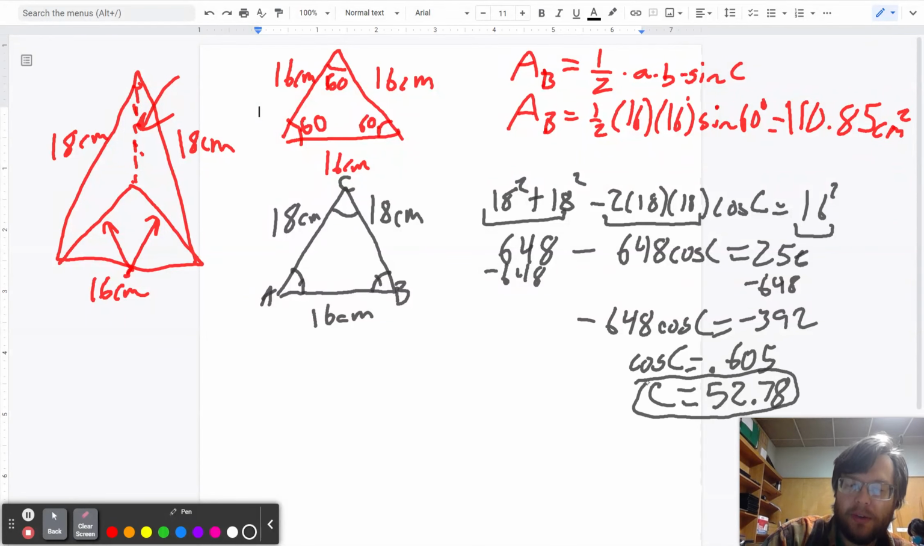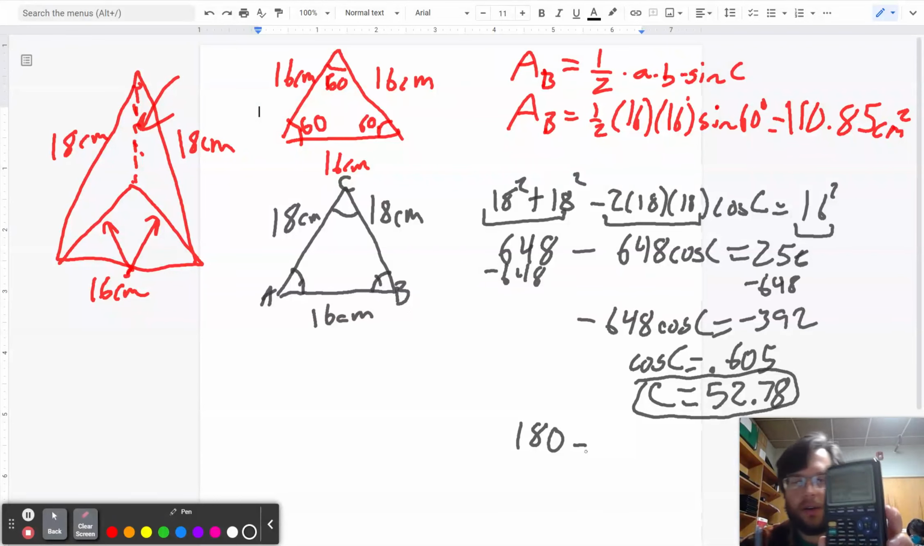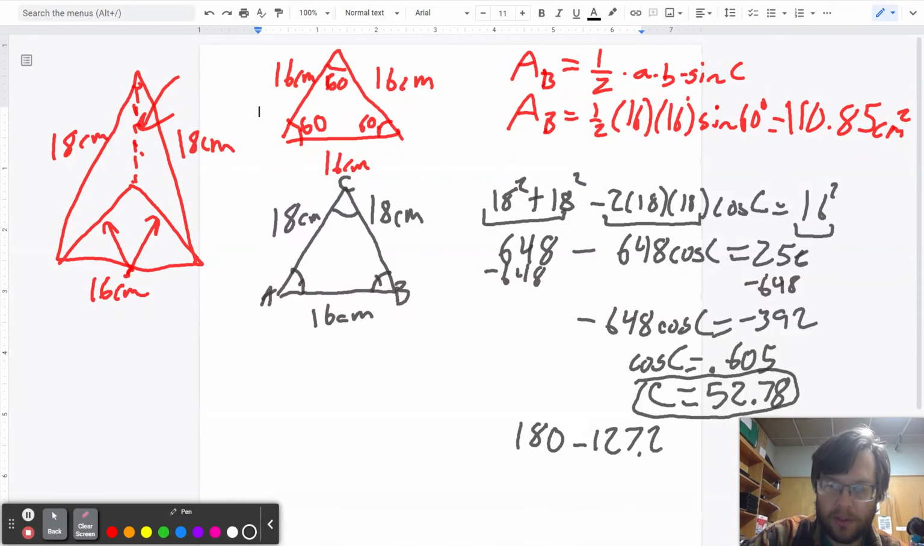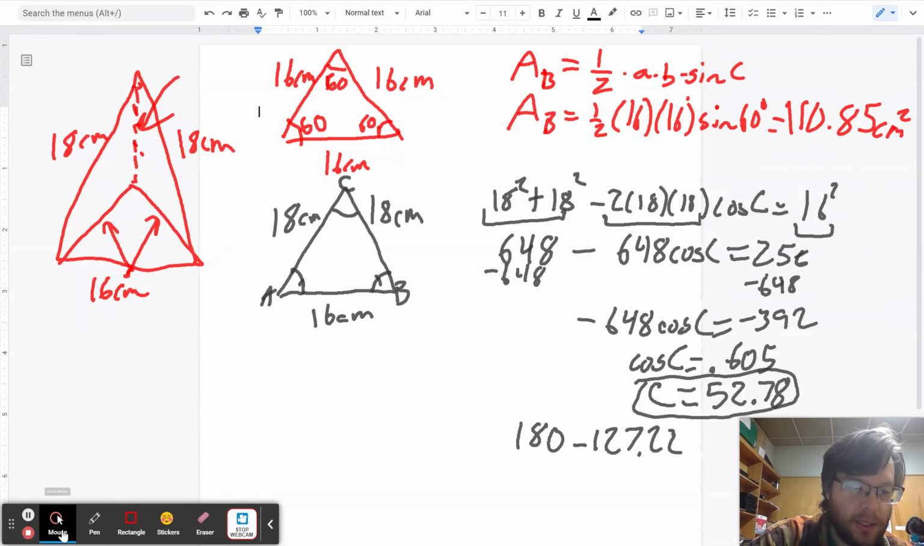So if I know that that's angle C, then I can take that away from 180 to figure out what angles A and B are. So I'm doing 180 minus the answer to keep it more precise. Equals 127.22. Oops. I wrote the answer. I meant to write my step here.